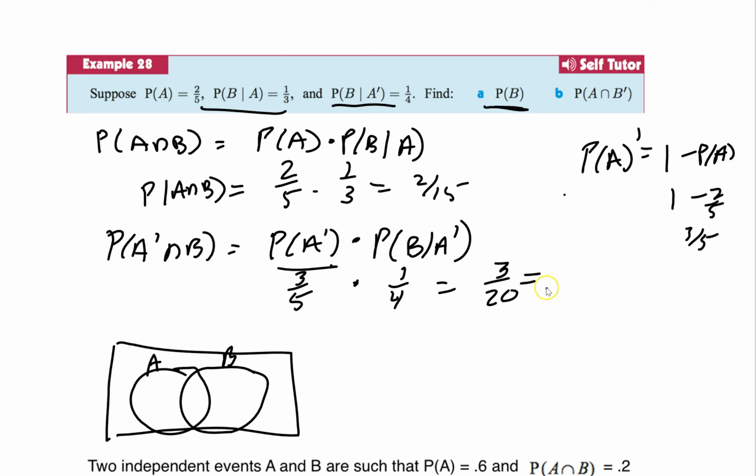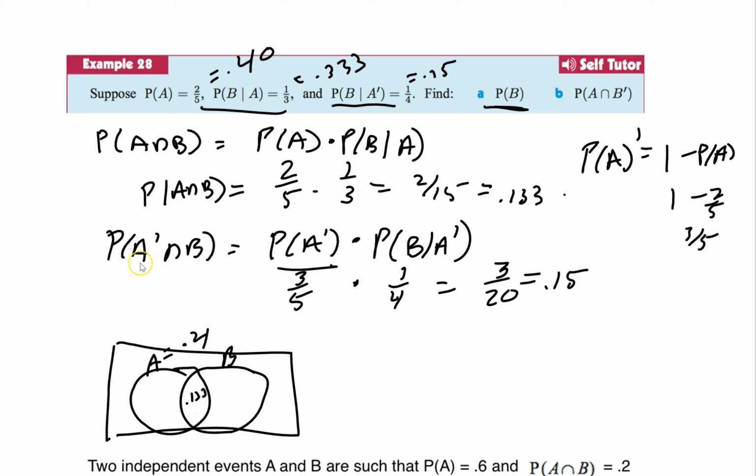So 3 out of 20, 2 out of 15 is about 0.33. This is 0.25. This will be 0.33. And this will be about 40%. Right, so in this case, remember A is all the circle, the whole circle, so that's 0.4. I could do some fractions, but it's a little easier with decimals. The intersection we found was 0.133.